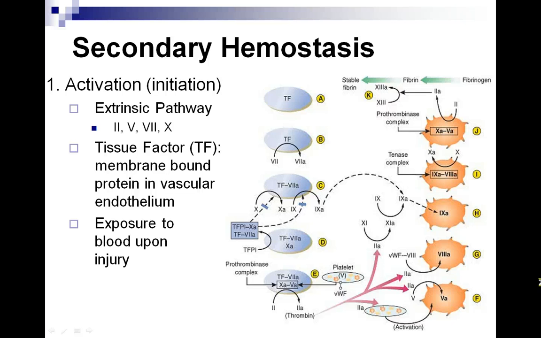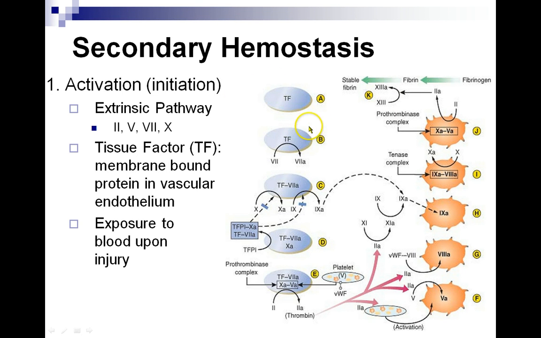The first part of the process is activation or initiation, and this involves the arm of the coagulation cascade that we learned about in medical school as the extrinsic pathway, the one that focuses primarily on factors 2, 5, 7, and 10. The first player in this pathway is always tissue factor. Tissue factor is a protein which is membrane bound, and it's found in vascular endothelial cells. And this protein is just waiting for an injury to occur, at which point it becomes exposed to blood, and this sets off the cascade.